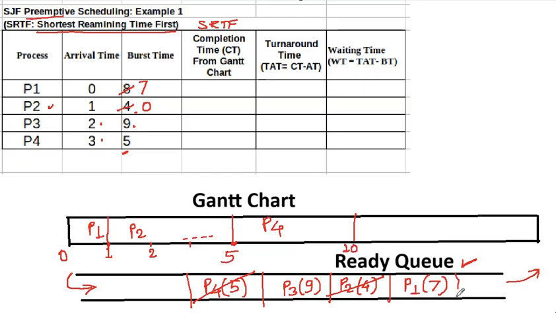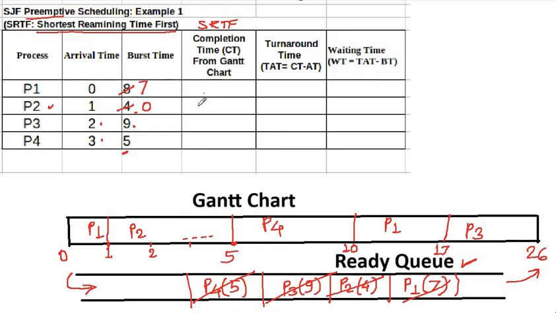Then which is the shortest? P1. So schedule P1 here. How much time? 7. So 10 plus 7 is equal to 17. And the last process, P3, is remaining. So P3 executes all 9 units, so it will be 26. This way our schedule is there for SJF preemptive.